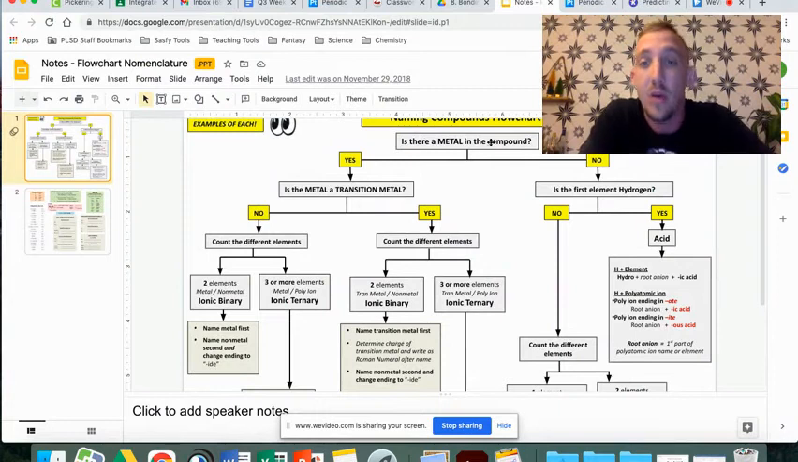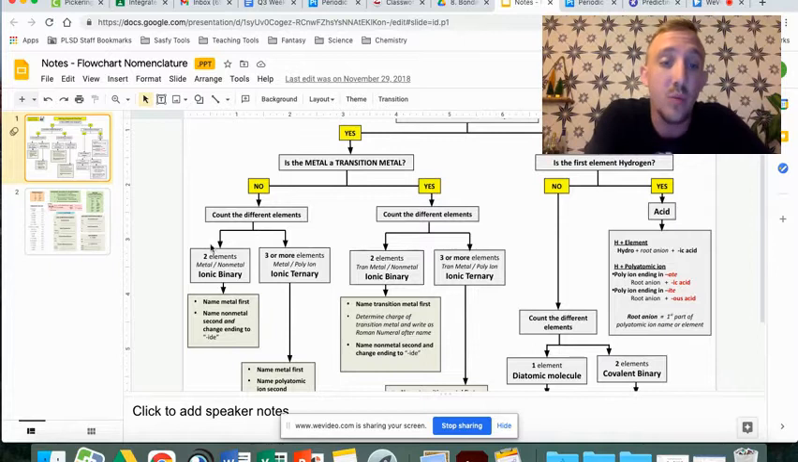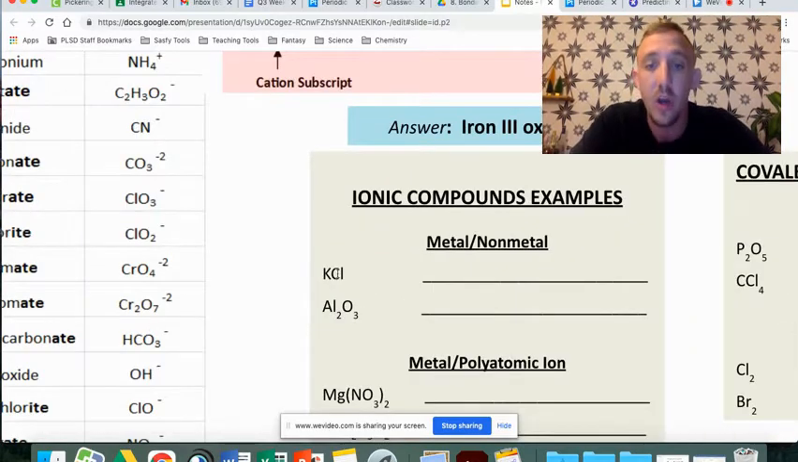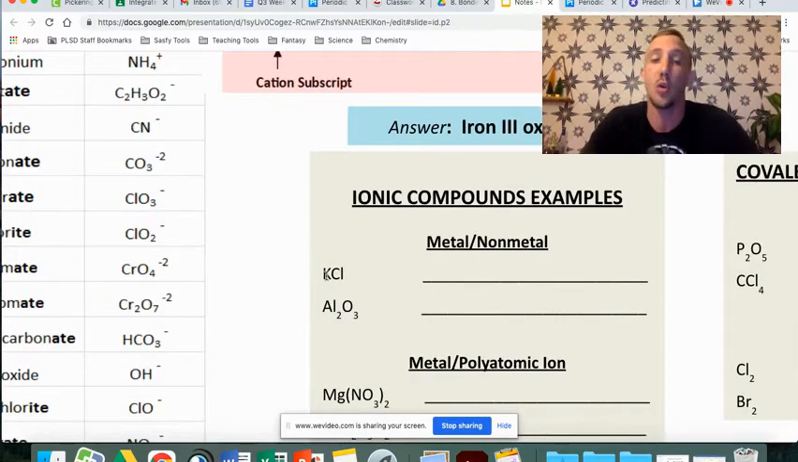So right now, you've gone ahead and said, is there a metal? Yes. Is there a transition metal? No. And then you're going to be counting the different elements. This is the crucial part that you're going to be using today. Before, we did what's called ionic binary, something that only had two elements, like potassium chloride or aluminum oxide.